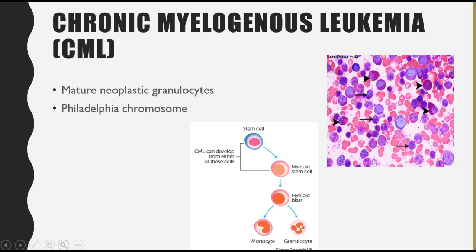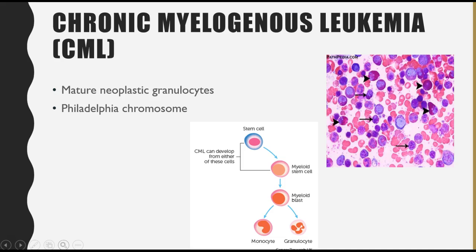All right, chronic myelogenous leukemia, CML, is another type of leukemia. It's found in older adults. It's a rare type of leukemia in children. And the development of CML is from mature neoplastic granulocytes that are located in the bone marrow. These cells can move into the blood flow and invade the spleen and liver, and they cause damage to these organs because of that invasion.